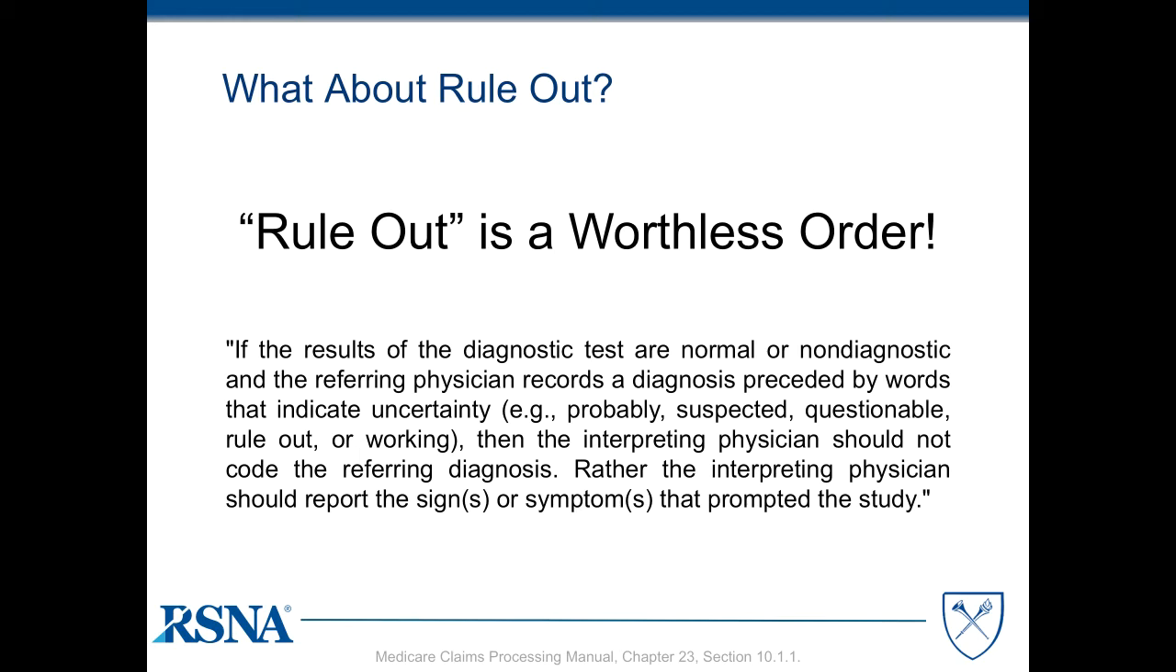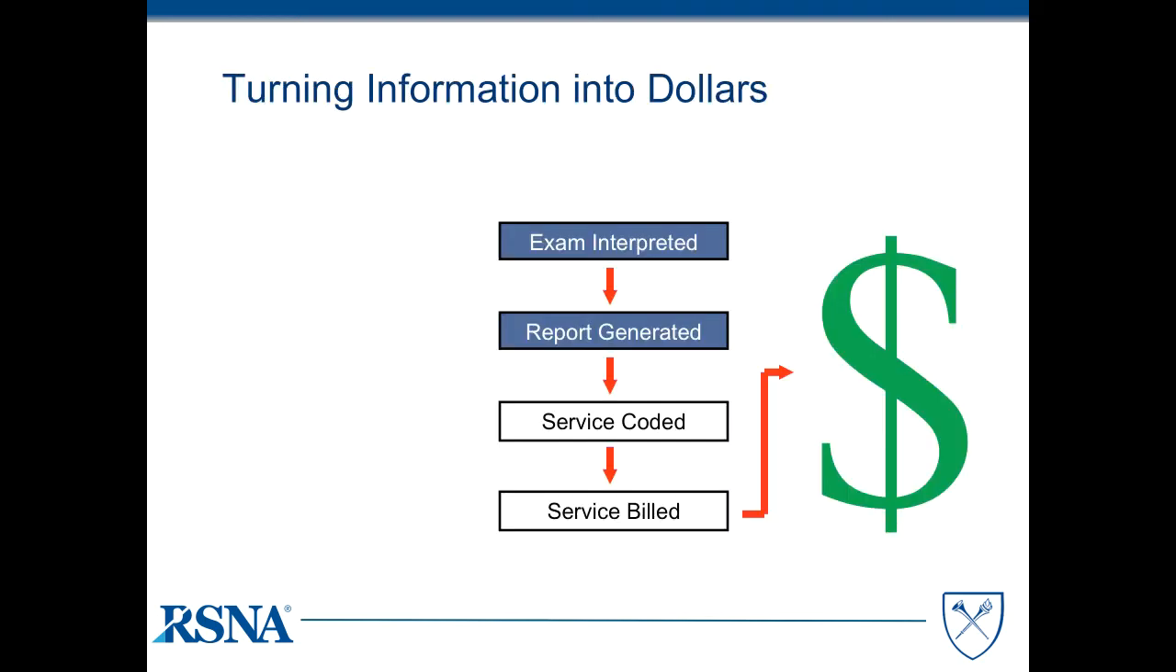What does Medicare say? If the results of the diagnostic test are normal or non-diagnostic, and the referring physician records a diagnosis that is preceded by words that indicate uncertainty, such as probably, suspected, questionable, rule out, or working, then the interpreting physician, that's you or me, should not code the referring diagnosis. Instead, Medicare tells us that we should report the signs or symptoms that prompted the study. It's our job, if we haven't captured that information, to get it, because we should be reporting it.